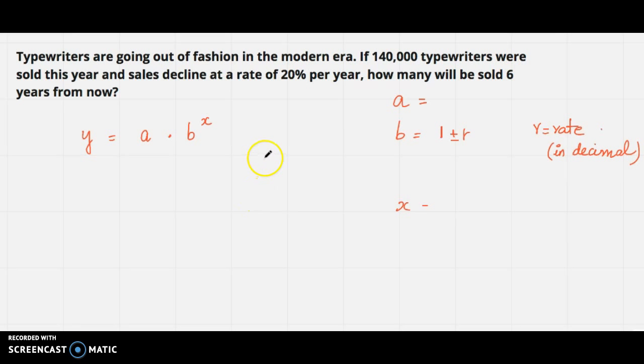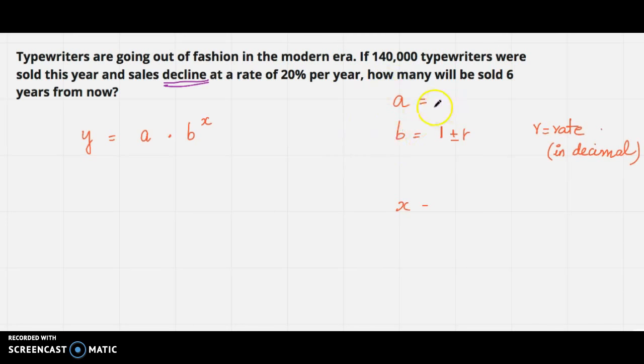Typewriters are going out of fashion in the modern era. If 140,000 typewriters were sold this year and sales decline at a rate of 20% per year, how many will be sold 6 years from now? So in this question, as we read it, we can see that our keyword is decline. The number of typewriters being sold are not increasing, they are decreasing. So we should understand that this is a decay problem, exponential decay, not exponential growth.